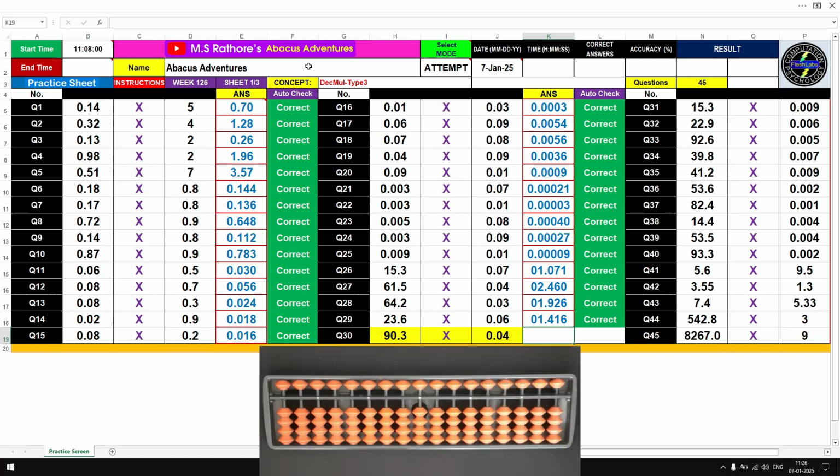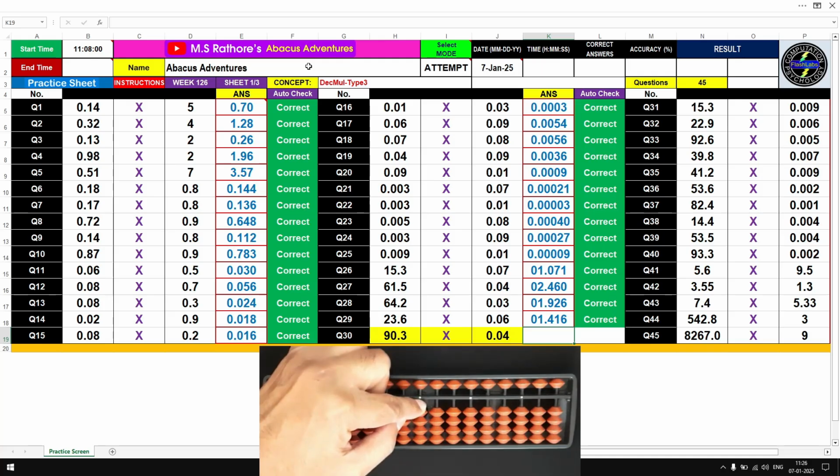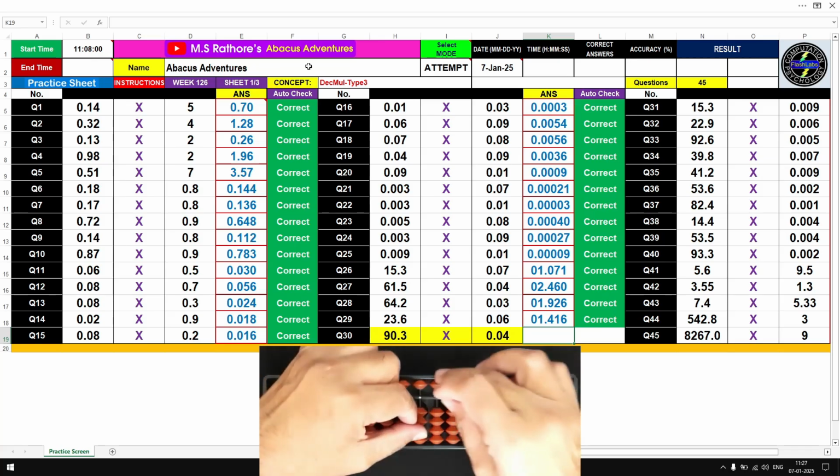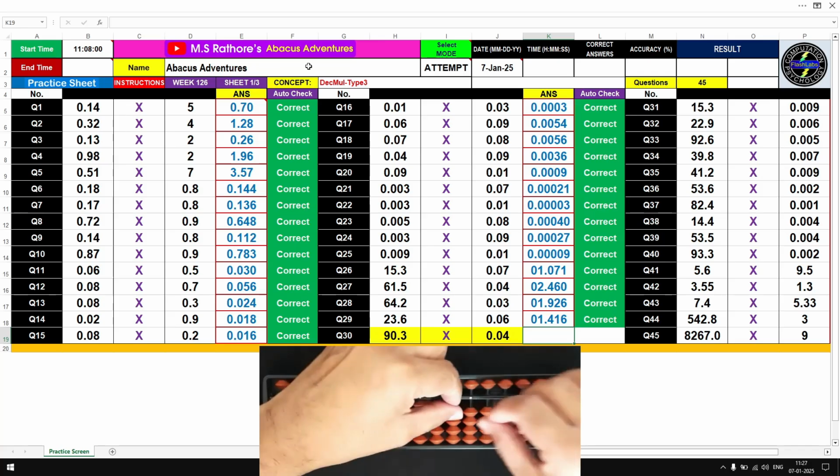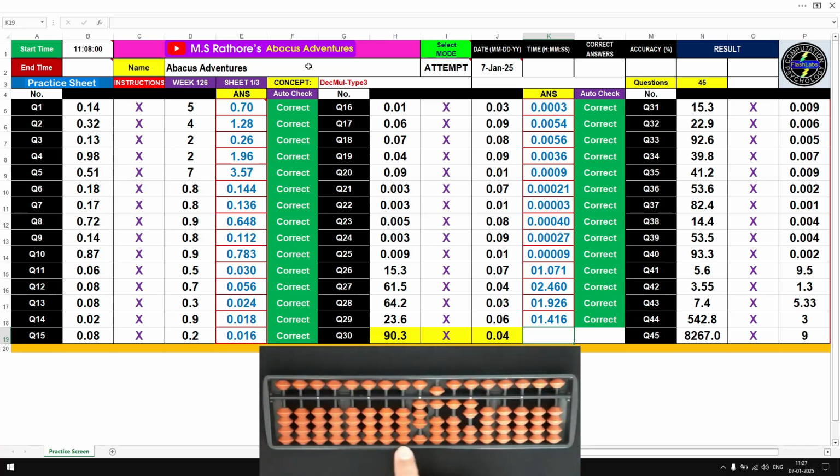Question number 30, 90.3 multiplied by 0.04 beginning from rod number 1. The question becomes 4 multiplied by 903. Alright, 4 9s are 36, shifted. 4 zeros are 0, 0, shifted. 4 3s are 12, and the answer is 03.612.